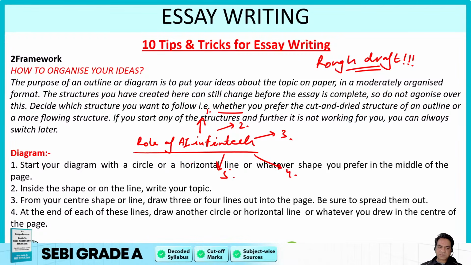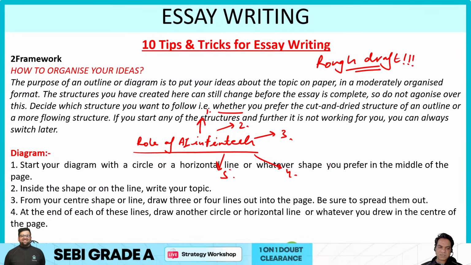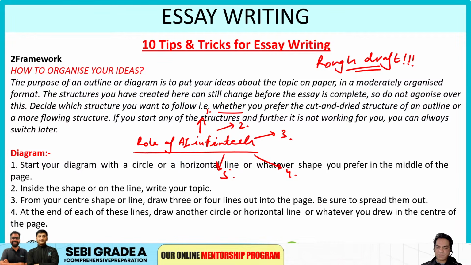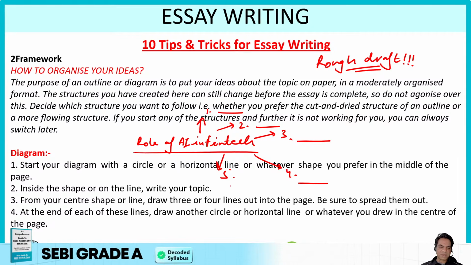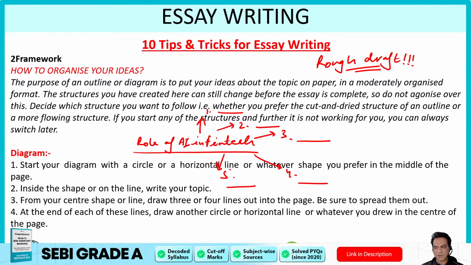to execute this. So start your diagram with a circle or a horizontal line or whatever shape you prefer in the middle of the page. Inside the shape or on the line, write your topic. From the center shape or line, draw 3 to 4 lines out into the page. And be sure to spread them out. And at the end of each of these lines, draw another line or another circle, however you want to draw, to mention that this is what I'm going to write in paragraph number 1. This is what I'm going to write in paragraph number 2. This is for paragraph number 3, paragraph number 4, paragraph number 5, 6, and 7. So this is how you make a rough draft before you start writing your answers in the exam.